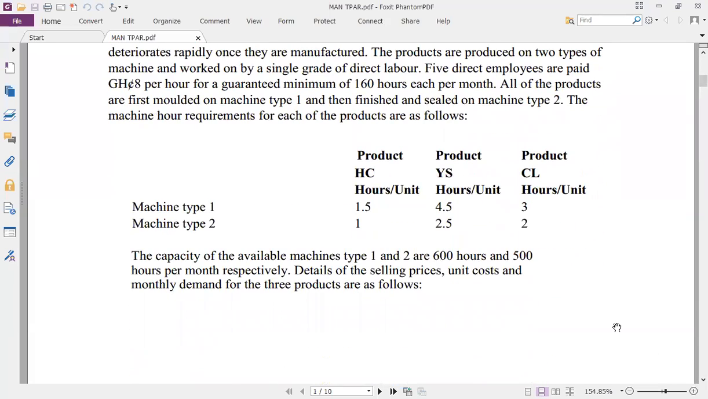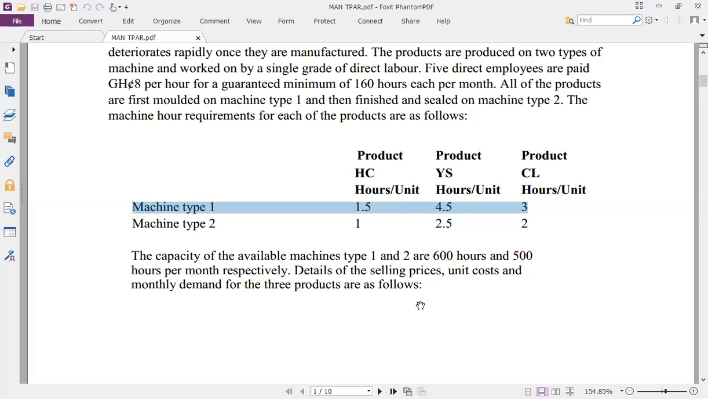Now, product HC. If they want to produce each unit of HC, they need 1.5 machine type 1 hours, and then all of them are there. So we can get it clearly. They are saying that the capacity available on machine type 1 and type 2 are 600 and 500 hours per month respectively. So these are what you're going to use to calculate the capacity, and then we find which of the machines is the bottleneck.